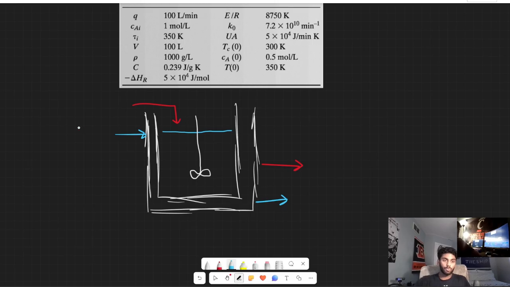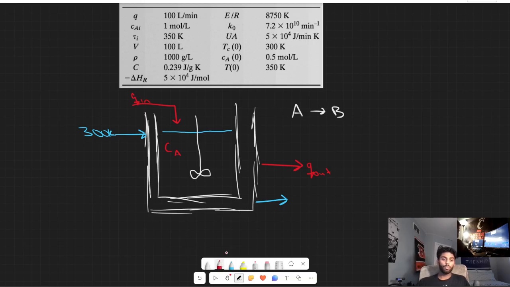So the problem proceeds as such. We have cooling water at 300 Kelvin, and we have a flow in, so toss in a Q in, a Q out, as well as a concentration of our process here. We'll call this concentration of species A. And our reaction is defined by this first order irreversible reaction, where we have a species A going to a species B.